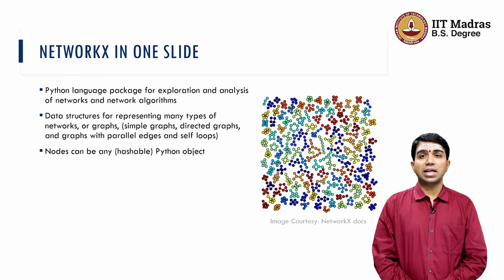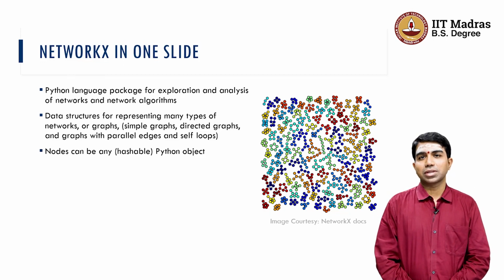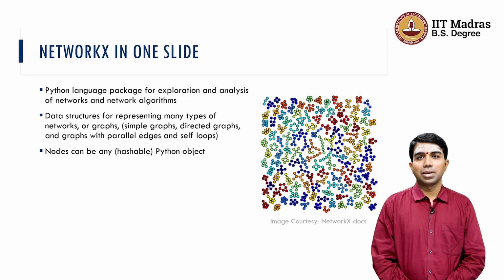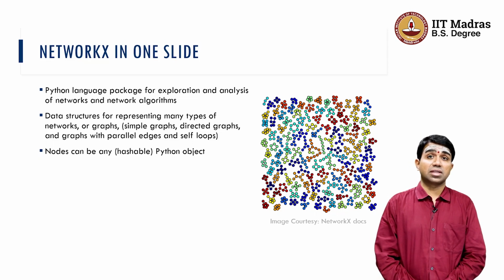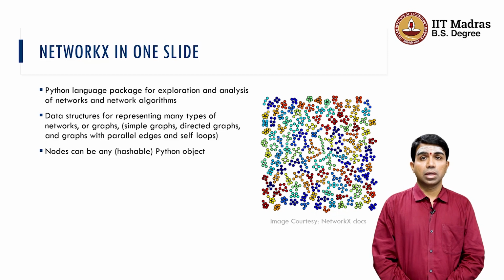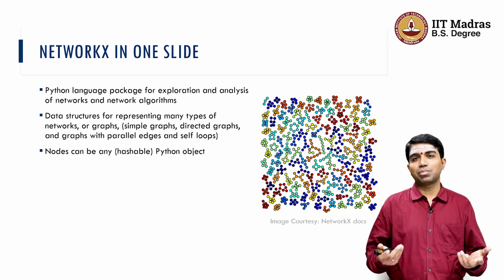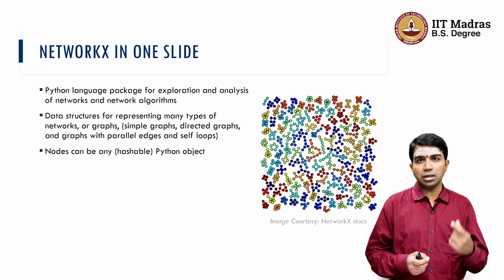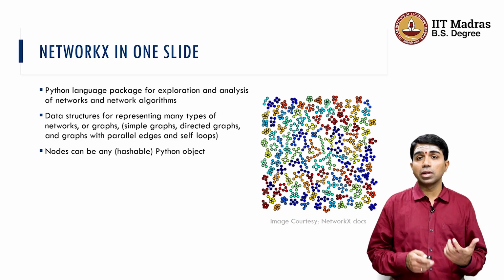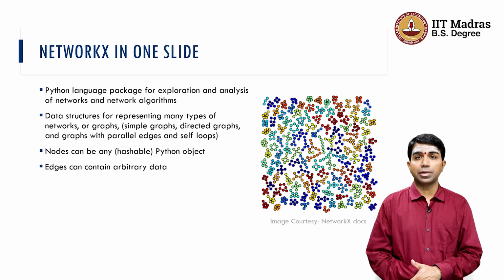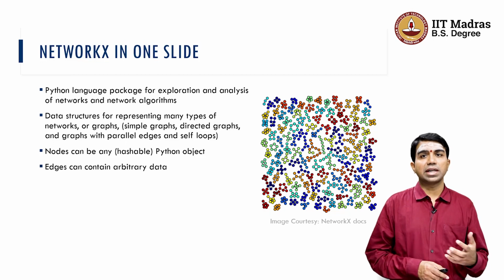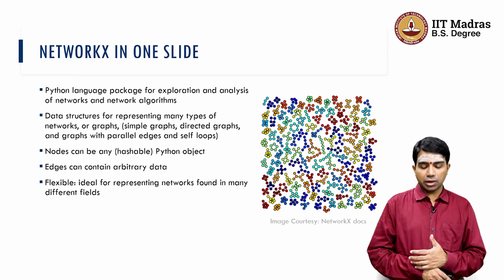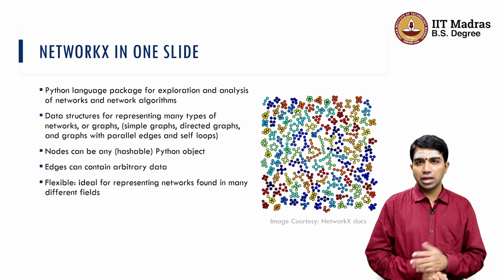The nodes themselves can be any hashable Python object, which means you can't use things like lists, but you can very well use any other mathematical object, including classes that you define on your own. So, they could be very lightweight, and in Python everything is anyway a pointer to an object. So, you can really put any object into the graph, and this makes NetworkX all the more powerful. And the edges themselves can contain arbitrary data. So, they are all treated as Python dictionaries, so very convenient to work with and very flexible, ideal for representing any kind of network that you will find in any field really.